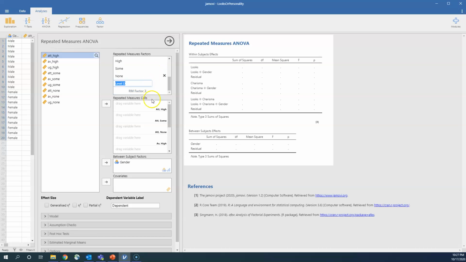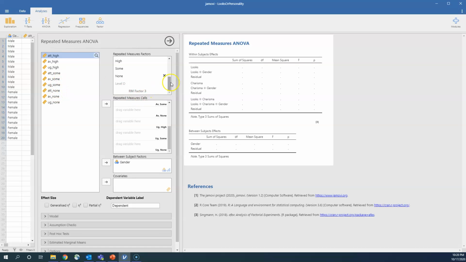All right, so that fleshes out for us a list of combinations: attractive high, attractive some, attractive none, average high, average some, average none, ugly high, ugly some, ugly none. Now, because of the order I've put these in, they don't match up perfectly with these variables over here.